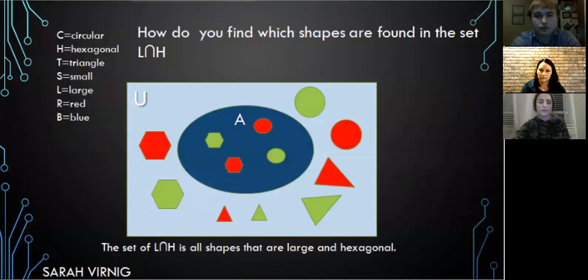How do you find which shapes are found in the set L intersects H? Okay. First thing you got to do is find out what L and H means. I made a key. It's in the top left. L is large and H is hexagonal. So you're looking for the intersect. Again, you're looking for what is overlapping. So to find the intersect of L and H, it would be all shapes that are large and hexagonal.